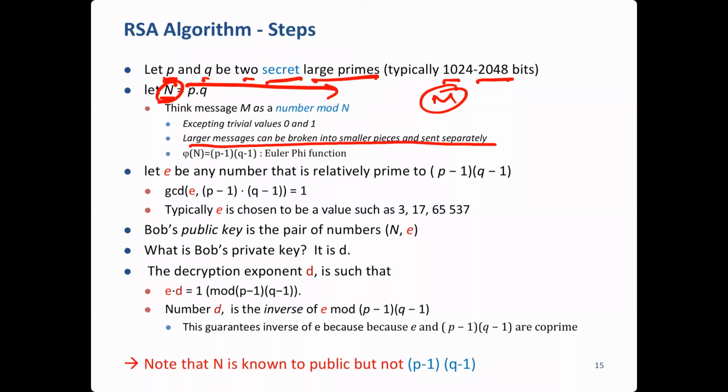And then we define a phi function. It's called Euler's phi function, which is P minus 1 into Q minus 1. Now you take this phi N, or P minus 1 Q minus 1, and find any E which is relatively prime to P minus 1 and Q minus 1. We define relatively prime if the GCD, greatest common divisor, between E and phi N is 1. It means the greatest common divisor between E and P minus 1, Q minus 1 is just 1.